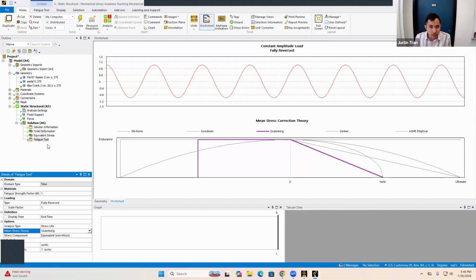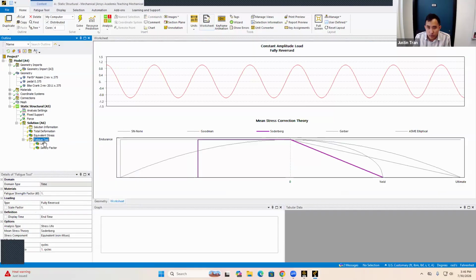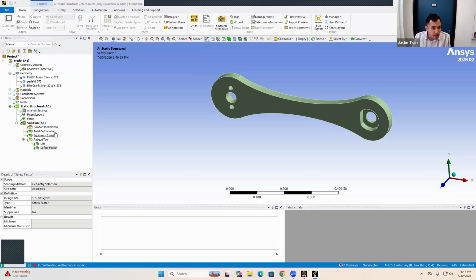The other thing we can do here is add some outputs. Let's add life, and then let's add safety factor, just so that we can view the results of the fatigue tool. Life is going to tell us how many cycles the part can withstand at different sections. Safety factor is more self-explanatory, just a factor of safety in terms of how we can use that for our design. They show the same information, just in slightly different ways.